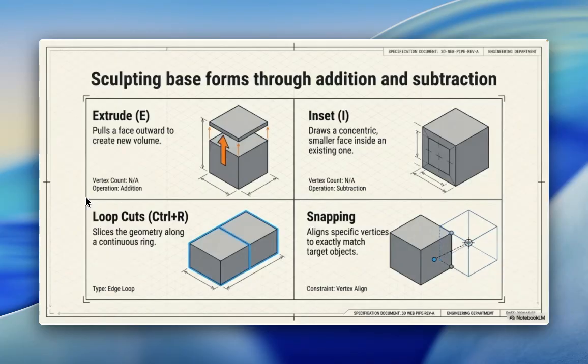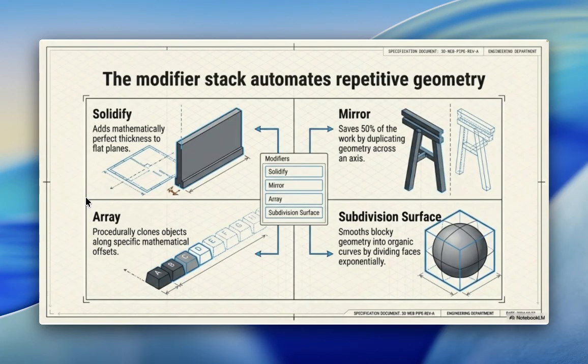Snapping aligns specific vertices to exactly match target objects. The modifier stacks automate repetitive geometry. Solidify adds mathematically perfect thickness to flat planes. You have a mirror, saving 50% of the work by duplicating geometry across an axis. So these are the modifiers. You have solidify, mirror, array, subdivision surface.